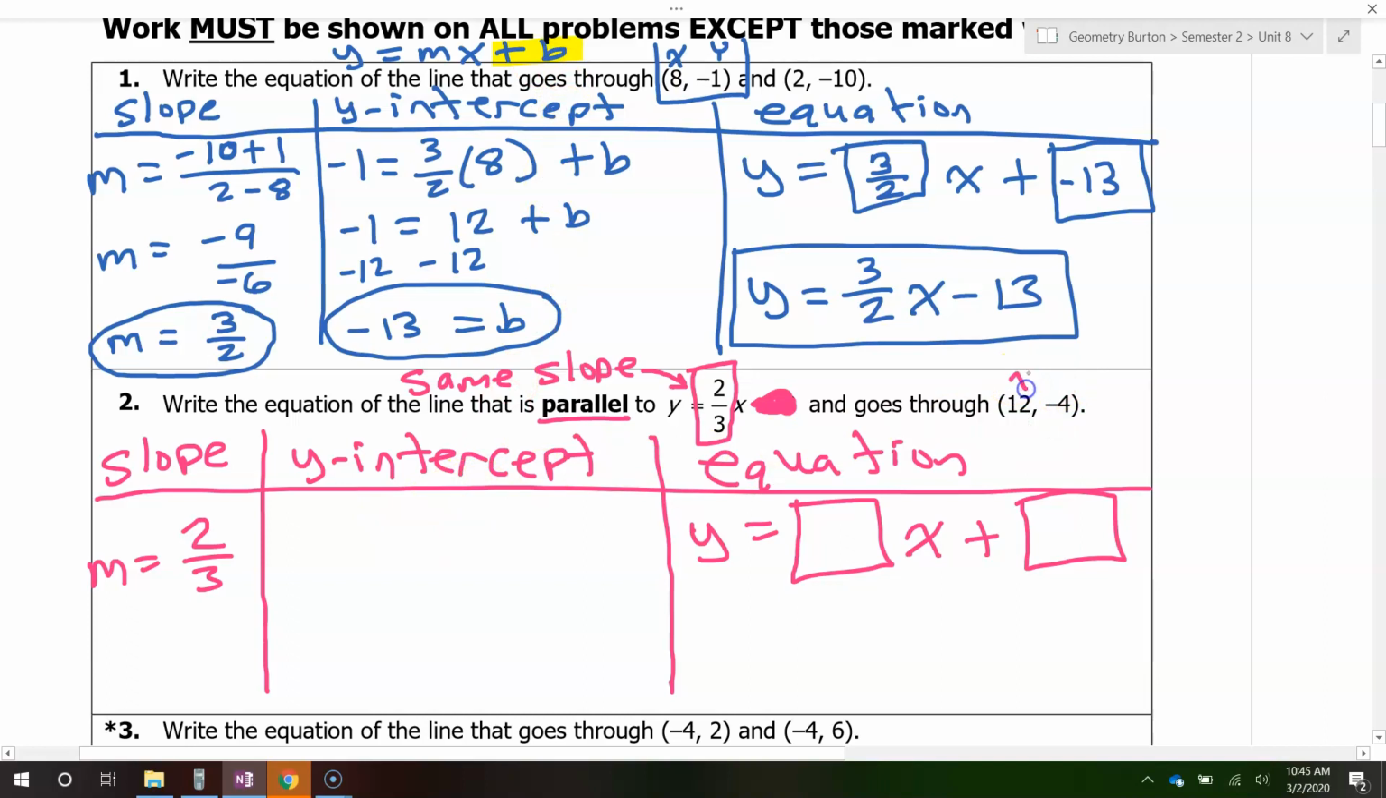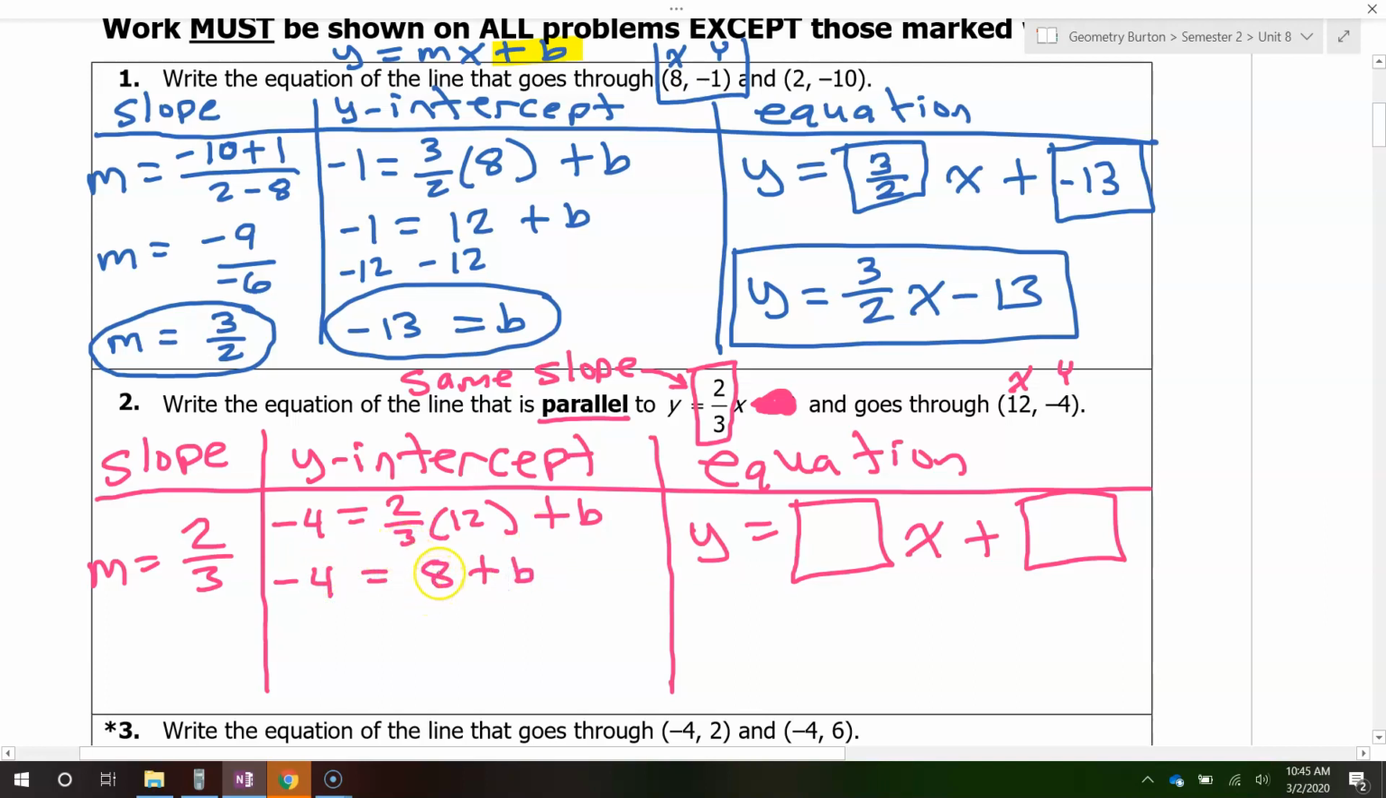So this is my x and this is my y. So the y is -4, so I have -4 equals, now it's time for m, which is 2/3. And now it's time for x, which is 12. And then plus b, which is what we're looking for. 3 goes into 12 4 times. 4 times 2 is 8. So I know it's going to be -4 is equal to 8 plus b.